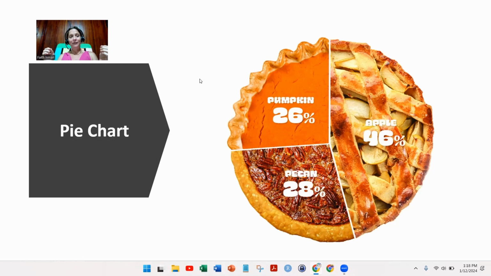That said, if you've got three categories of pie, let's say you asked a bunch of people, what's your favorite kind of pie? And 26% of them said pumpkin, 46% said apple, and 28% said pecan. And you want to show that as a chart. This is a pretty effective way of doing it.